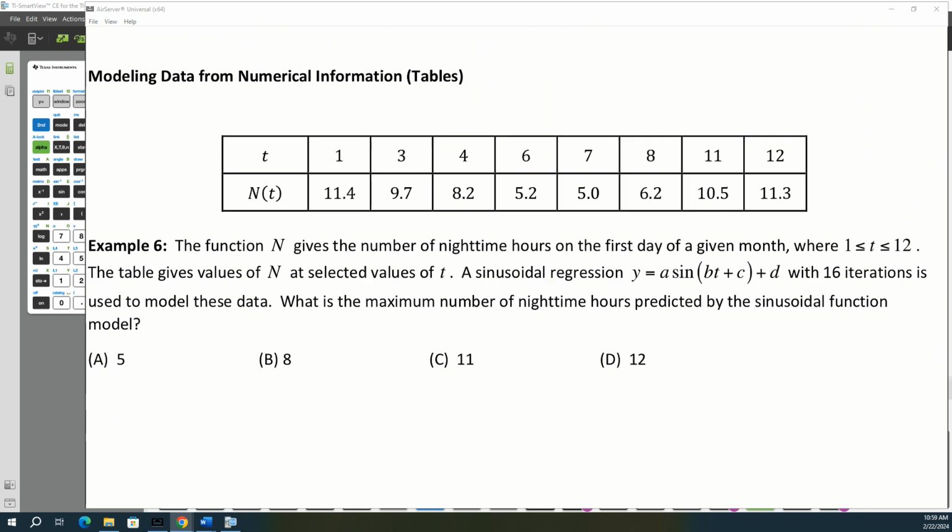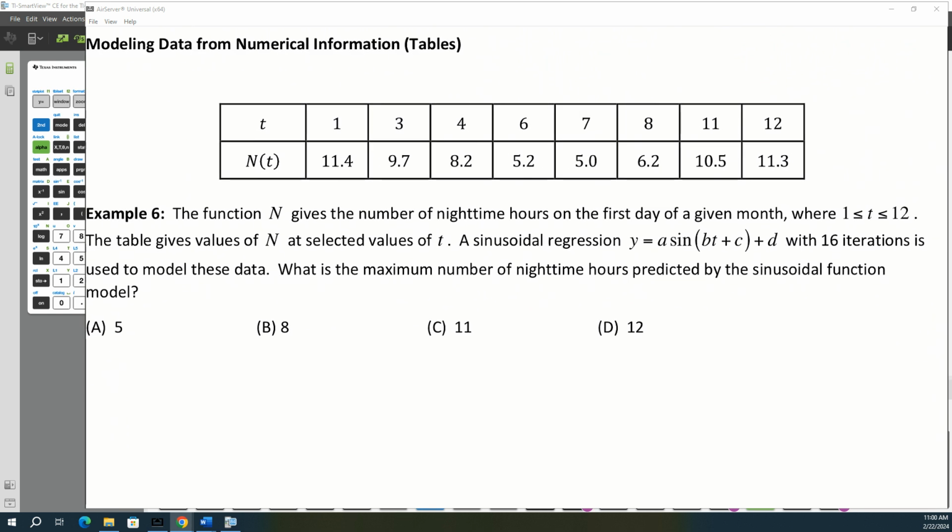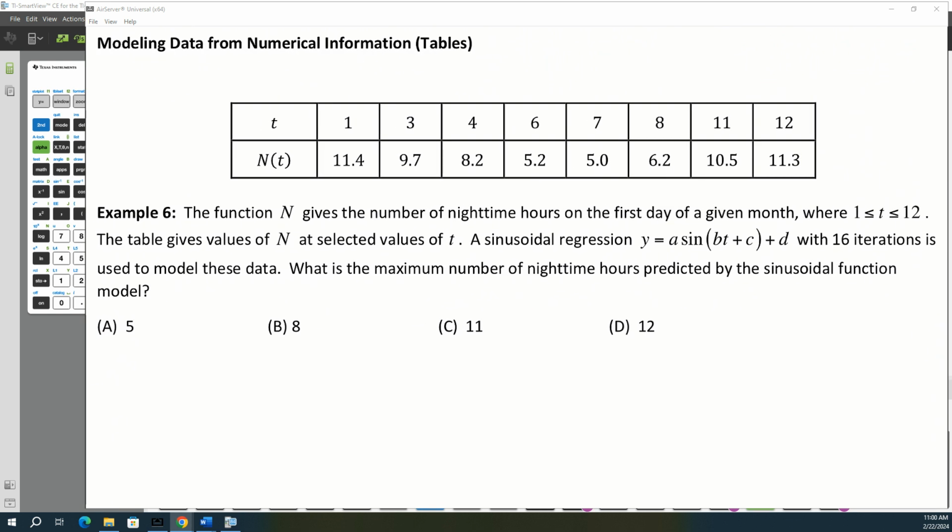Okay, this last question is a calculator question. The function n gives the number of nighttime hours on the first day of a given month, where the month is between 1 and 12. The table gives the values of n at selected values of t, and a sinusoidal regression function, obviously with 16 iterations, is used to model these data. So when you start doing this, you'll see where you need to put that 16. What is the maximum number of nighttime hours predicted from the sinusoidal function?